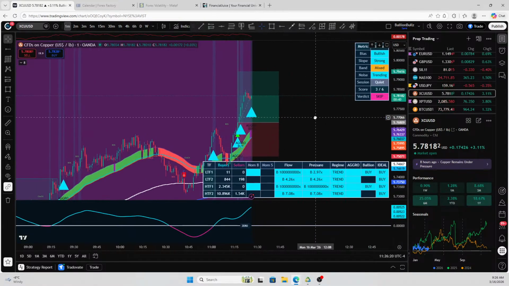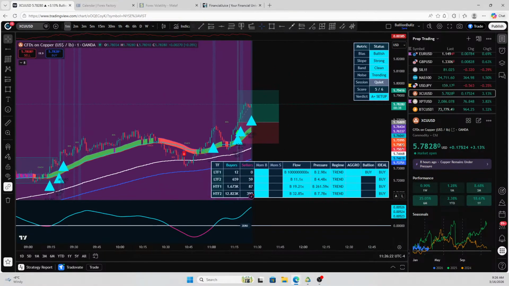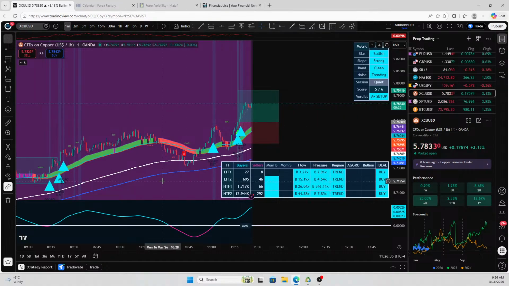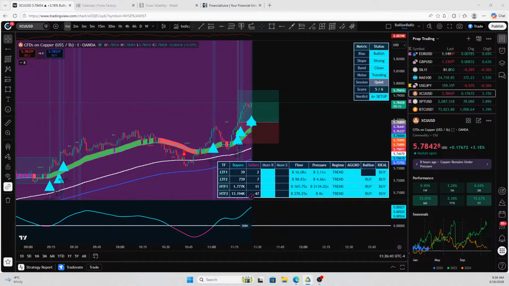And there you go. You guys can see this is the kind of move I'm looking for in gold. The kind of move you see here is an ideal move I would want to see inside gold. So copper looks good today because money is flowing into copper today.